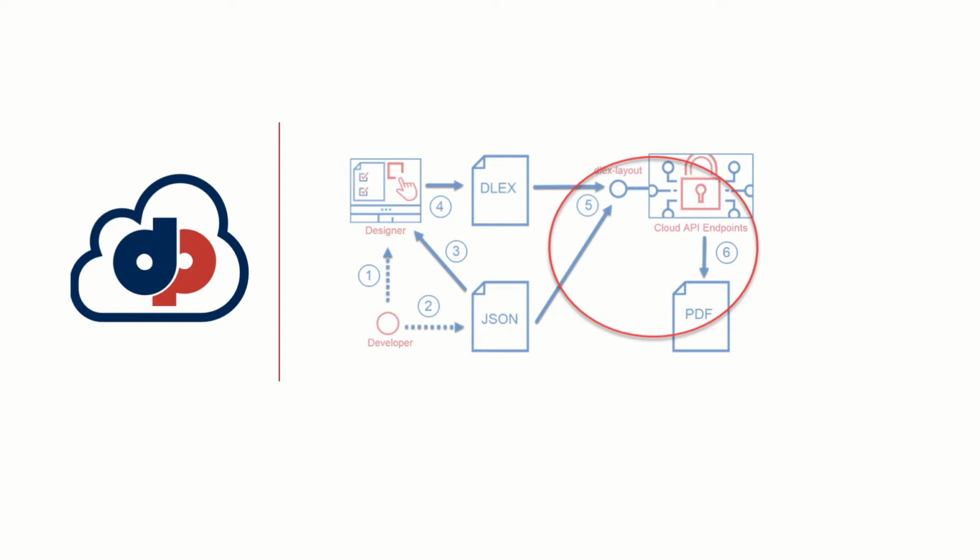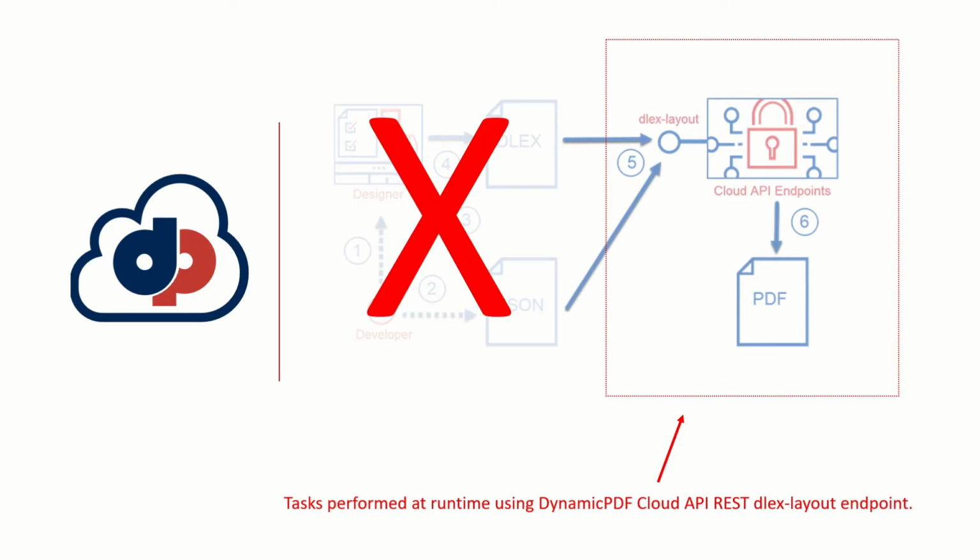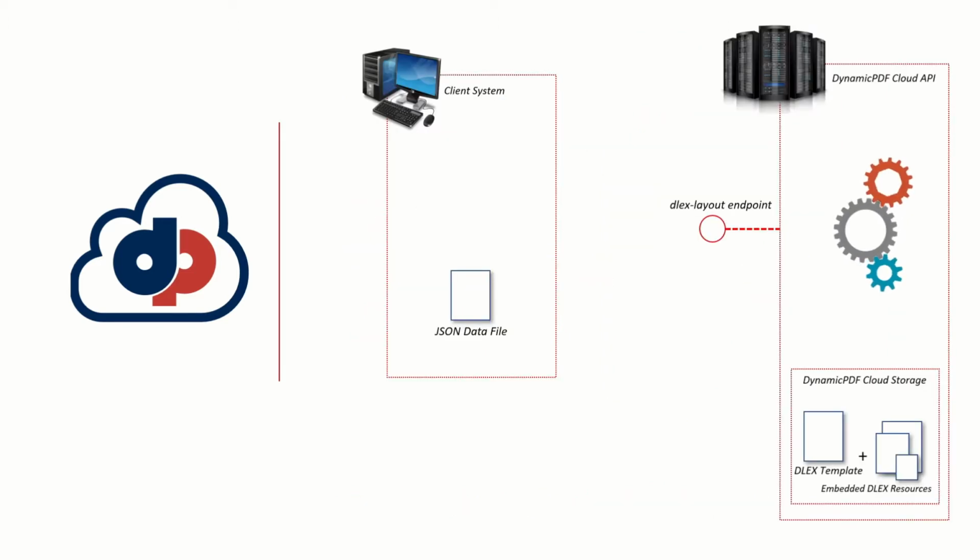Now, what we're going to do here is we are going to focus on the dlex-layout endpoint. We're not focusing on how to create a dlex document using DynamicPDF Cloud API Designer. Designer performs tasks at design development time. So if you needed to create a dlex file, you could do that in the Designer. And also you could have your sample JSON in the same folder as the dlex file in your cloud resources. But that's not what we're going to discuss today. In this tutorial, we're going to focus only on the dlex-layout endpoint and assume we already have all the resources we need. Here's how it works.